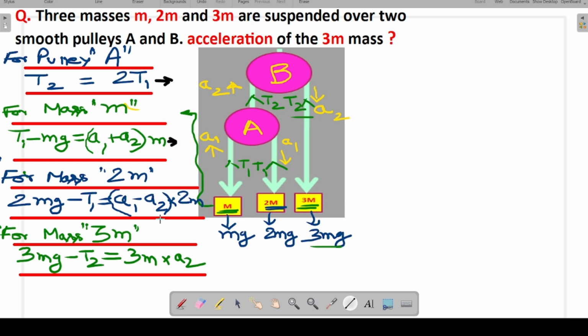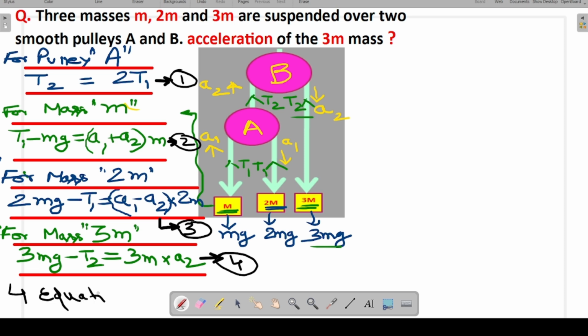Now we just number the equations which we have derived. Let us call them the first equation, second equation, third equation and fourth equation as we have derived them, right? These are the four equations.